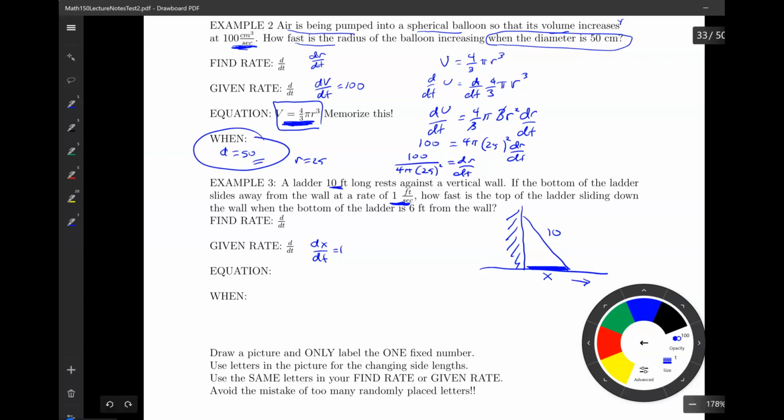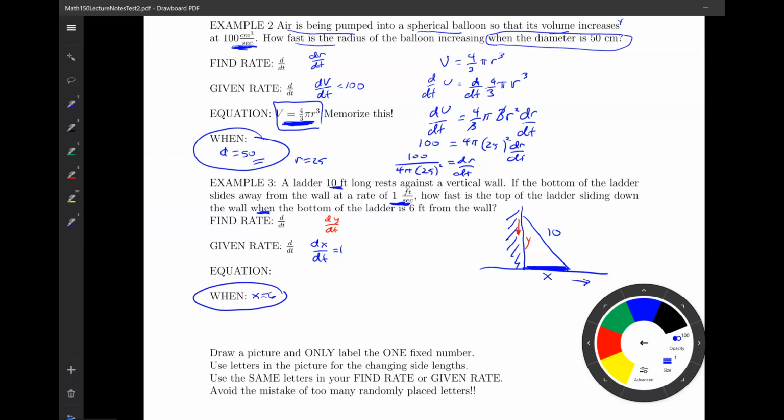All right, so what is it they're asking? How fast is the top of the ladder sliding down? So how fast is this changing? So let's give this side length the letter y. So I'm finding dy over dt. And then the when information, almost always they'll say the word when: when the bottom of the ladder is 6 feet from the wall. So that's saying when x is 6. Save that until after you take the derivative.